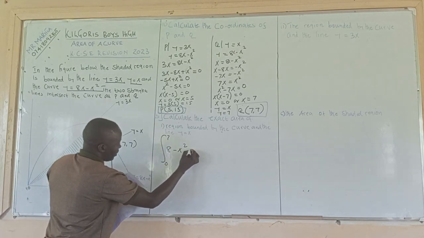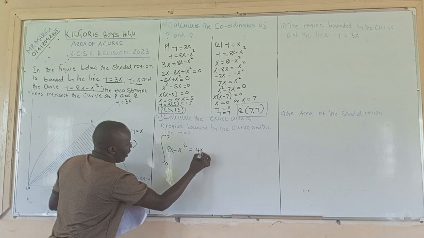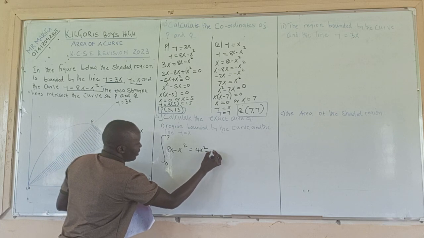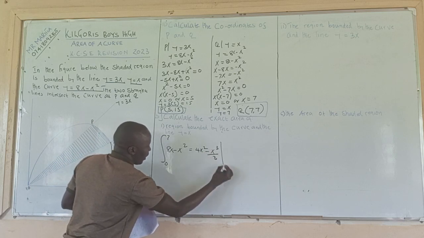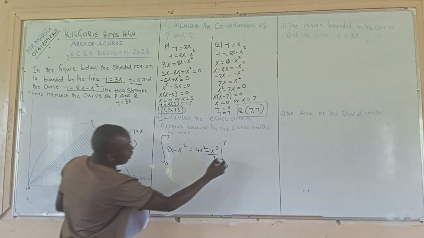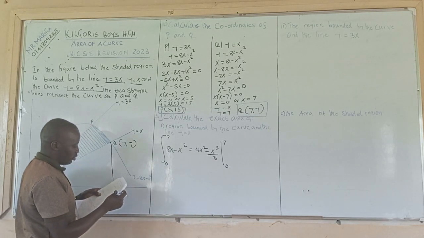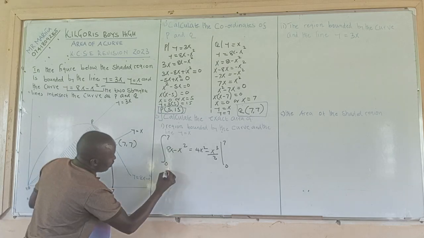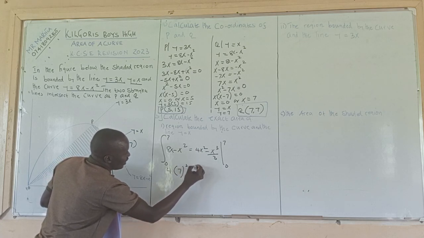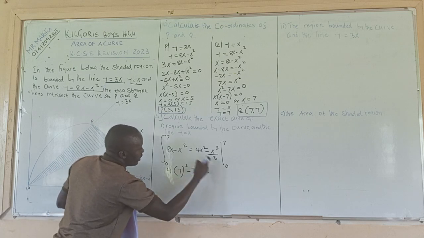So this one is giving us, of course, 8x, so we have 4x squared, because you will be having 8x squared divided by 2 minus x cubed all over 3, and the limits are between 0 and 7. So you substitute when x is equal to 7: you will have 4 into 7 squared minus 7 raised to power 3 over 3. We subtract when x is equal to 0.